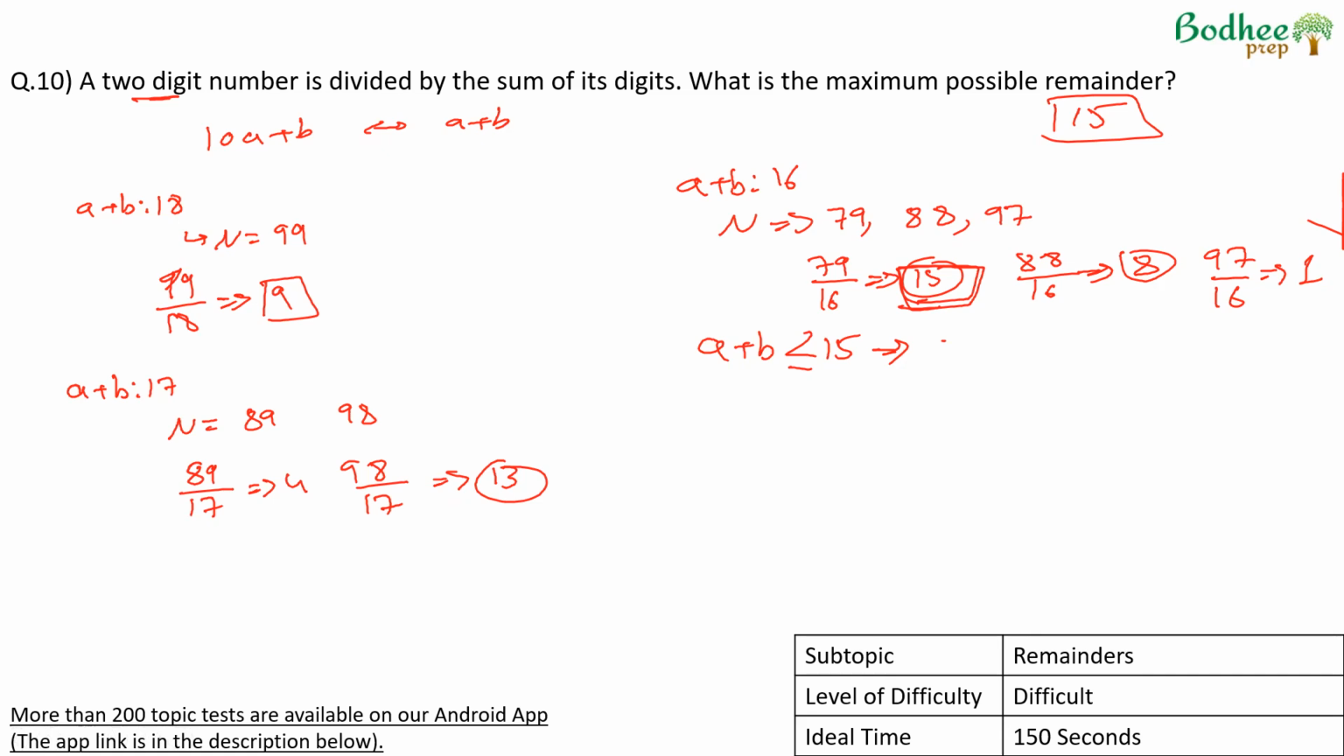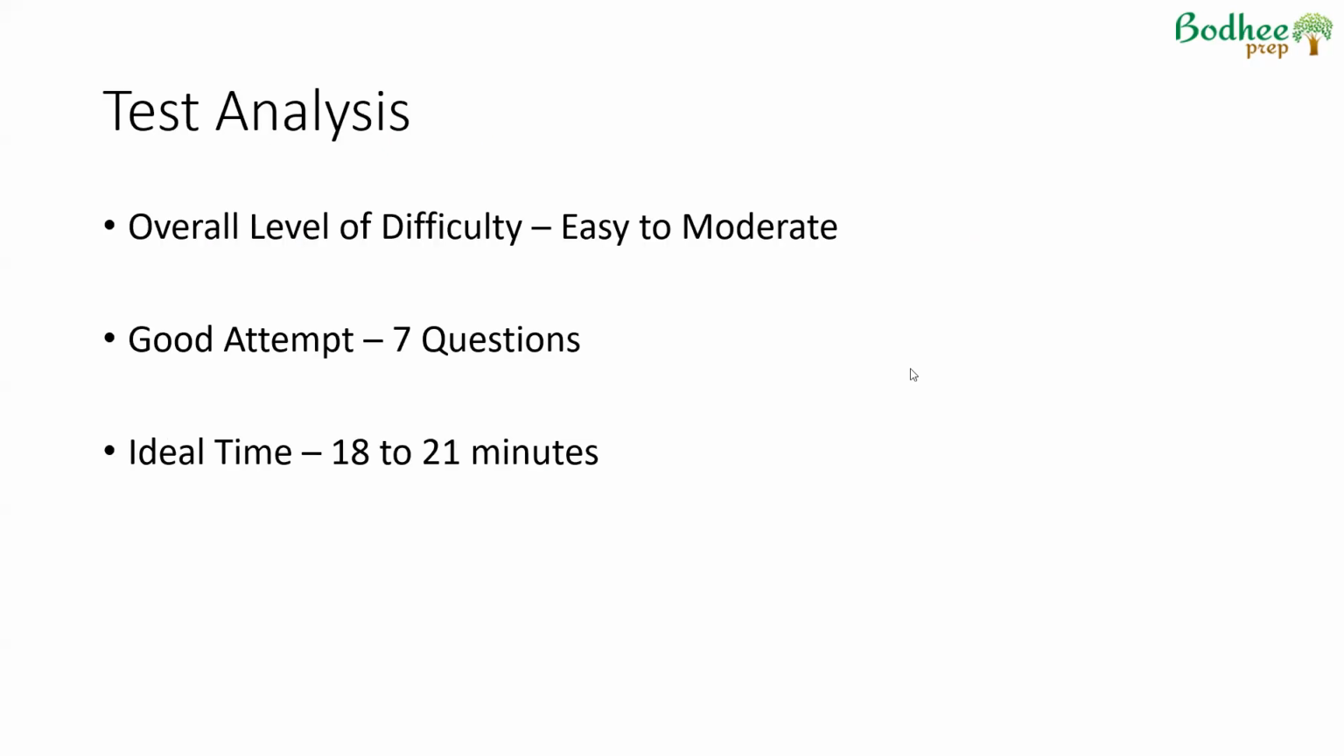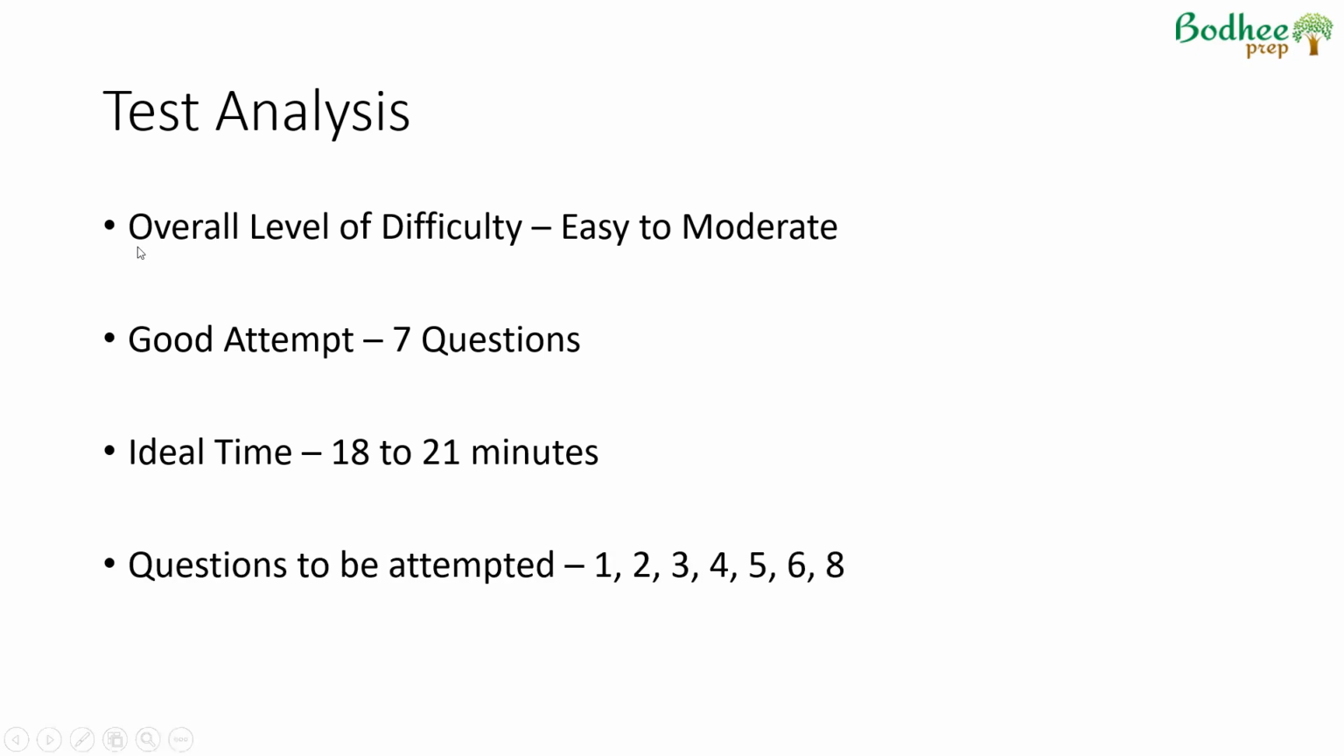So overall, if you look at the test, as I was saying, it is an easy to moderate level of difficulty paper. 7 questions net correct should happen in about 20 minutes. If I had to choose my 7 easiest questions, they would be 1, 2, 3, 4, 5, 6, and 8. Which are these questions?